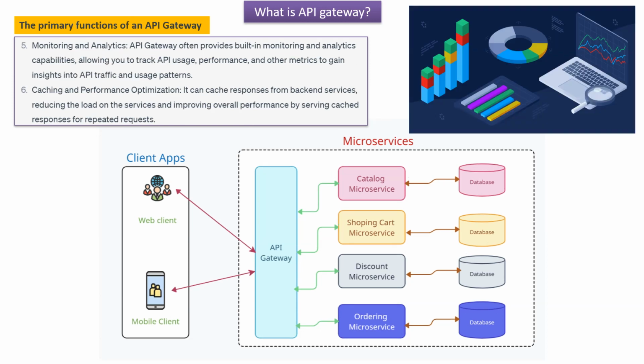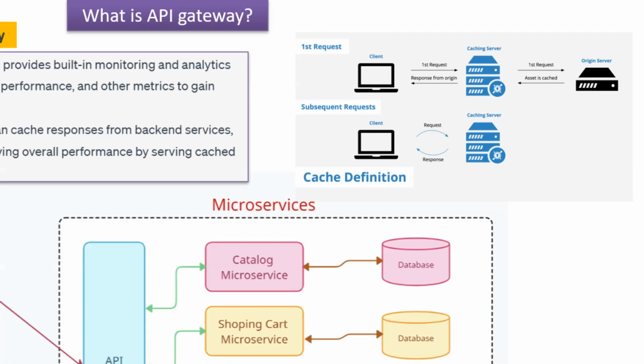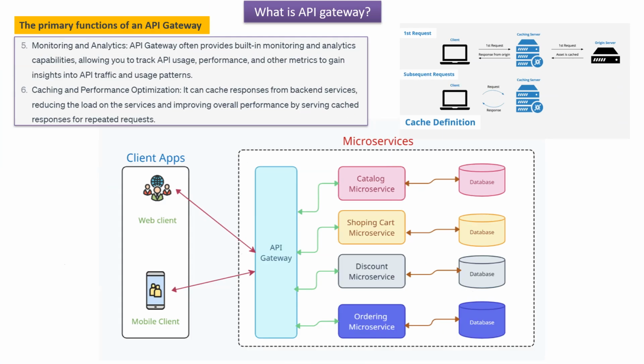The fifth point is monitoring and analytics. API Gateway often provides built-in monitoring and analytics capabilities, which allow you to track API usage, performance, and other metrics to gain insights into API traffic and API usage patterns. And the sixth point is caching and performance optimization. API Gateway can cache responses from backend services, which reduces load on the services and improves overall performance by serving cached response for the repeated request.